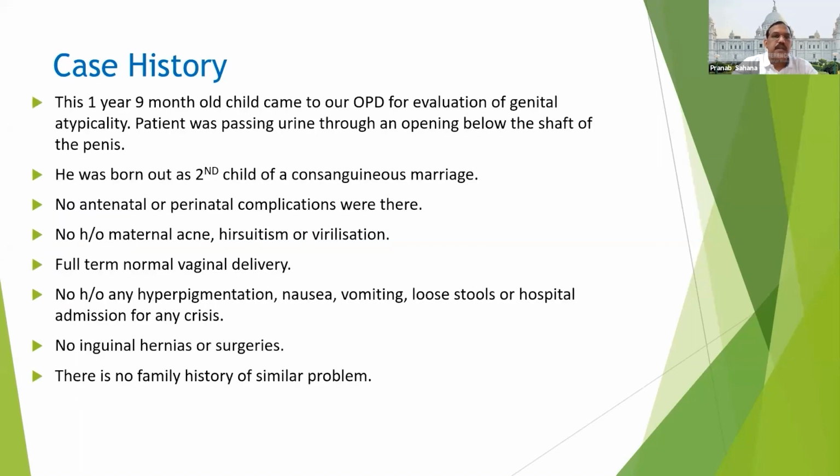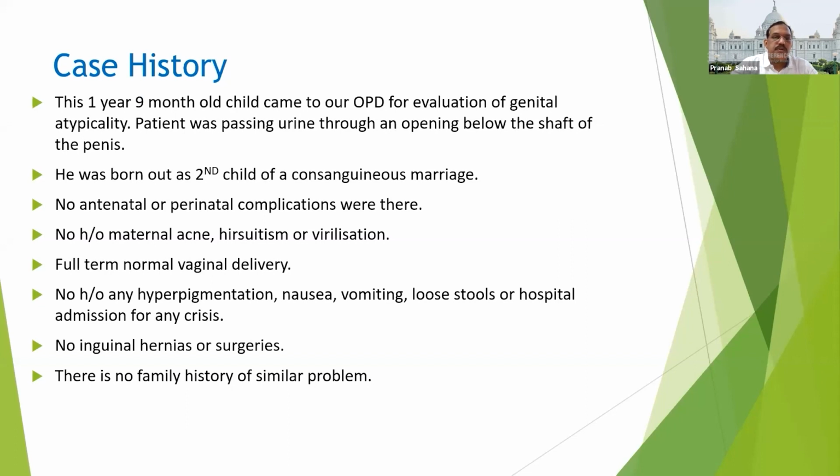This is a 1 year, 9-month-old child who came to our OPD for evaluation of genital atypicality. The patient was born as second child of a consanguineous marriage, and he was passing urine through an opening below the shaft of the penis. There were no antenatal or perinatal complications, no history of any maternal virilization, and he was born by full-term normal vaginal delivery.